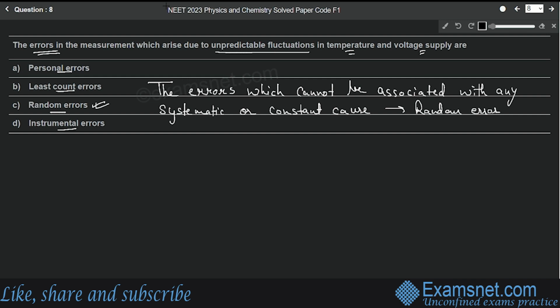So the cause is not systematic here. There is no systematic cause here. So this is very unpredictable and the fluctuations can be in pressure, temperature, voltage supply, anything. These cannot be predicted, whereas all others are predictable types of errors. So option C is the correct answer.